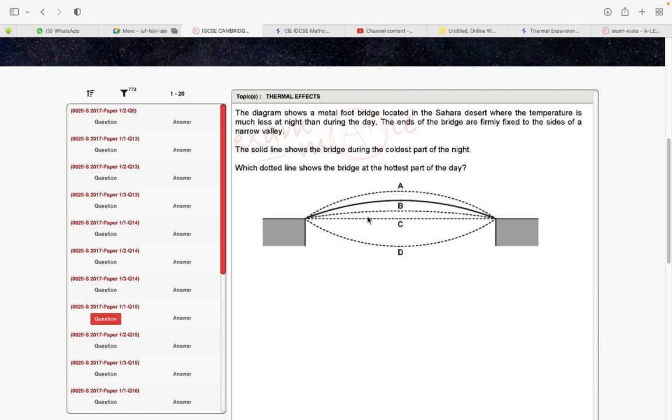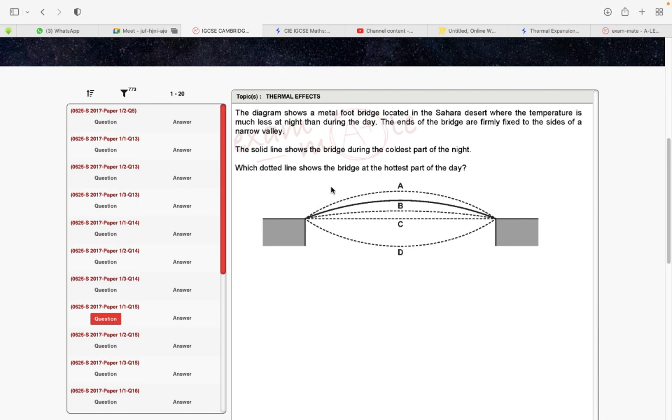He said the diagram shows a metal foot bridge located in the Sahara Desert, where the temperature is much less at night than during the day. Now the ends of the bridge are firmly fixed to the sides of the narrow valley. The solid line shows the bridge during the coldest part of the night. Which dotted line shows the bridge at the hottest part of the day?